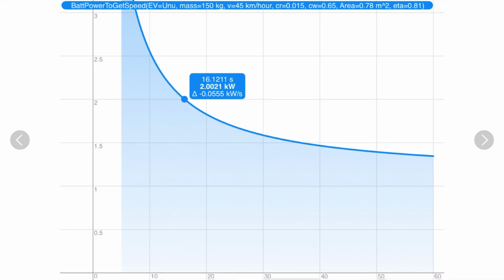What we see here for the acceleration: if we want to drive from 0 to 45 kilometers per hour, you need 2 kilowatts if you want to do this in 16 seconds. And this is also what I have measured for my scooter. It's about 16 to 17 seconds. So this is also a very good fit.